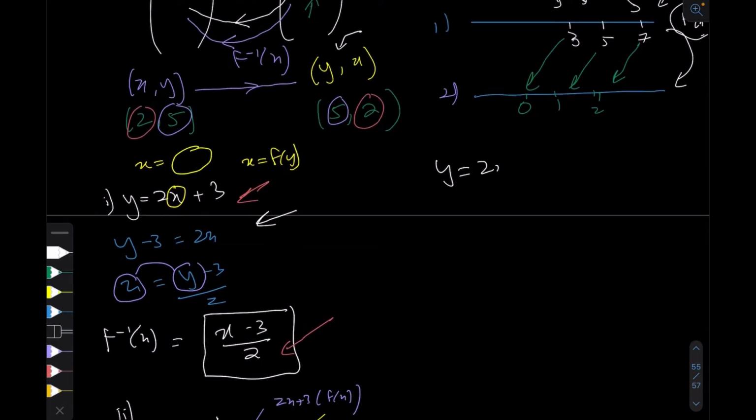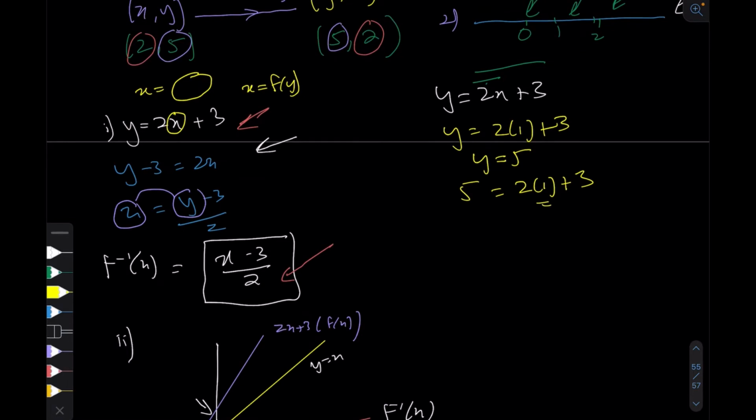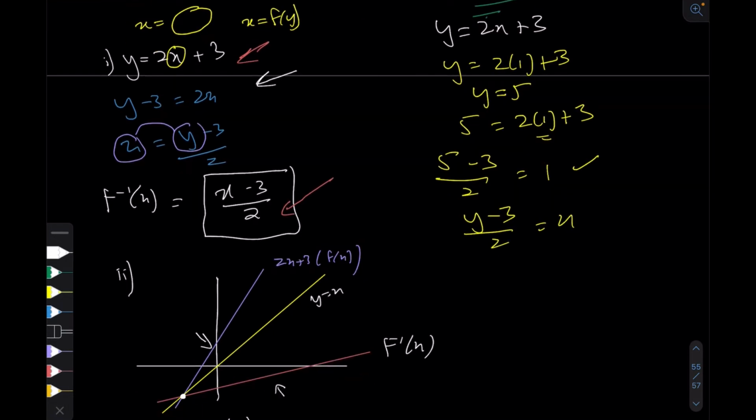So if I have y equals 2x plus 3, right? What we are saying is multiply by 2 and add 3. So let me take an example: when x is 1, y is actually 5, right? So we know that 5 is equal to 2 times 1 plus 3, right? If I make x the subject, 5 minus 3 over 2 is equal to 1, right? And this is just a specific case. If I just write y minus 3 over 2 equals x, we're basically saying that at this value of y, what is the value of x, right?